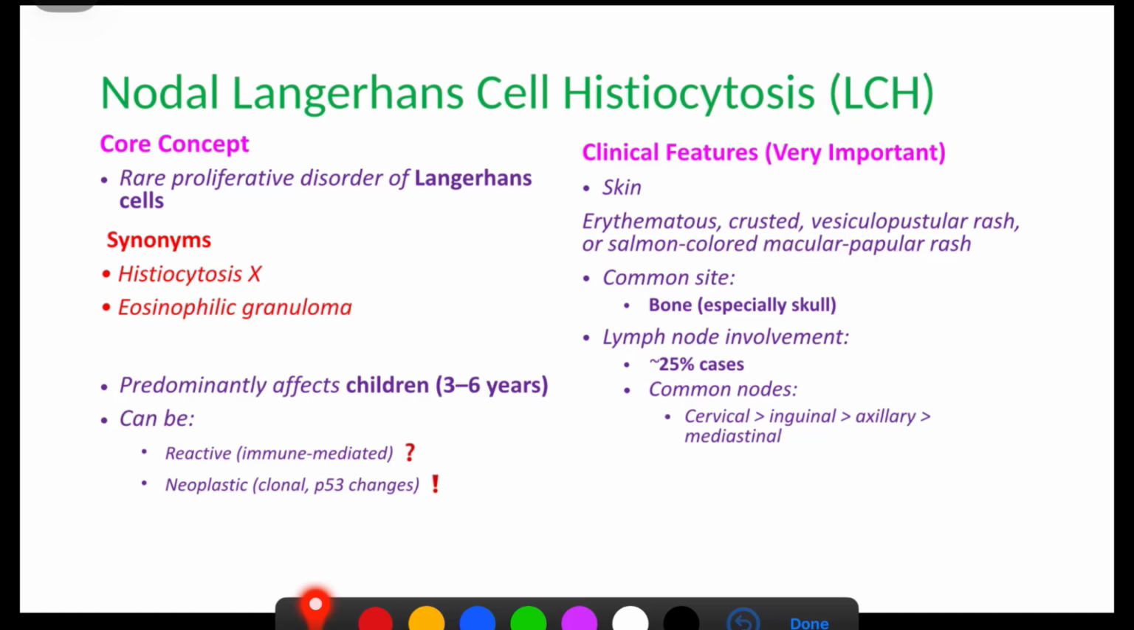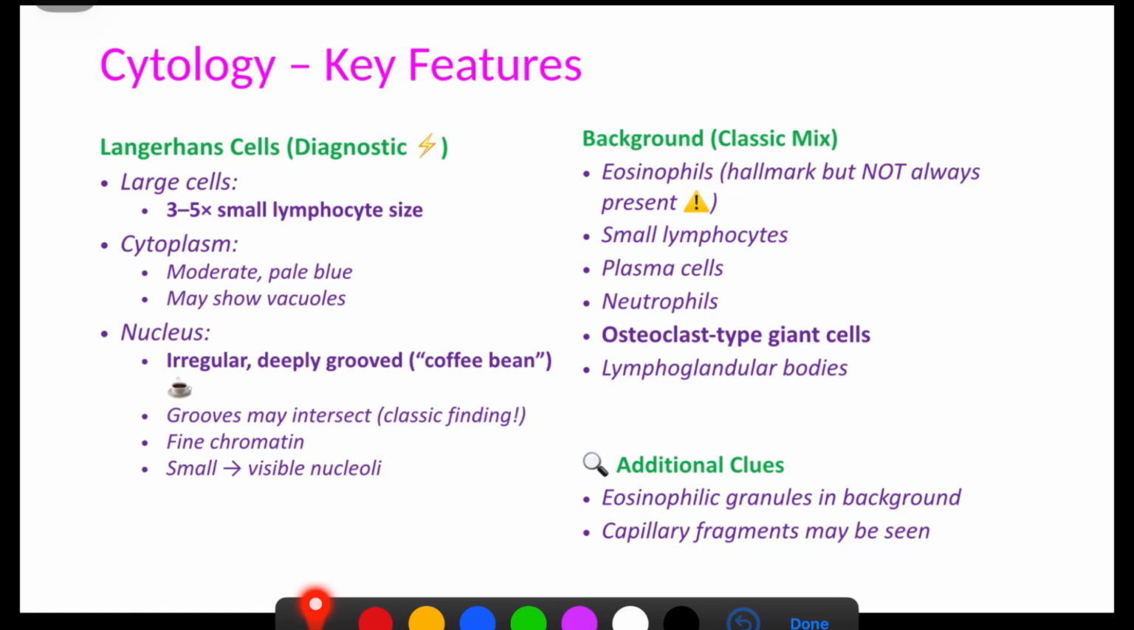Clinically, mostly skin lesions are there which show erythematous crusted vesicular pustular rash or salmon colored macular papular rash. Common sites other than skin is bone, especially skull, and in 25% cases lymph node involvement is there, and mostly cervical, then inguinal, axillary and mediastinal nodes are affected.